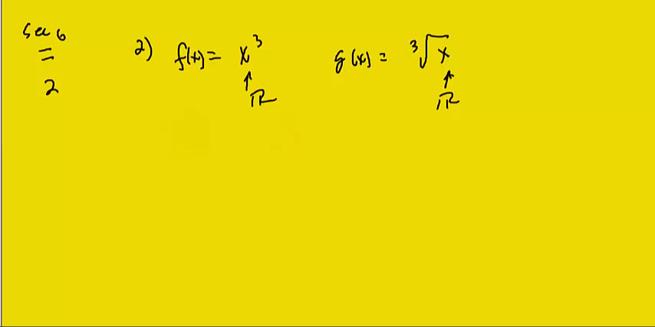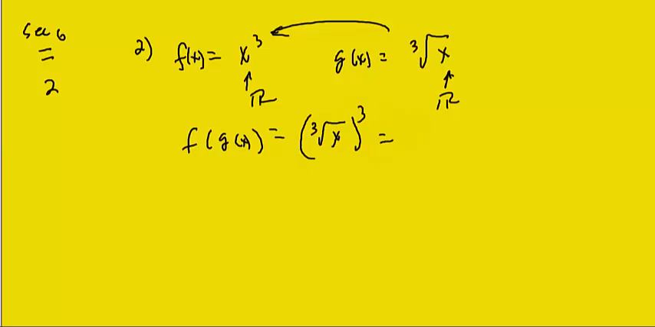Okay. Now we're going to find f of g of x. That means we're going to take g, put it in f. That means this is going to go inside of that, which is going to be third root of x to the third, which is going to give me x. Is there any number you can't use there? Nope. So it's all reals. Now, go inside.